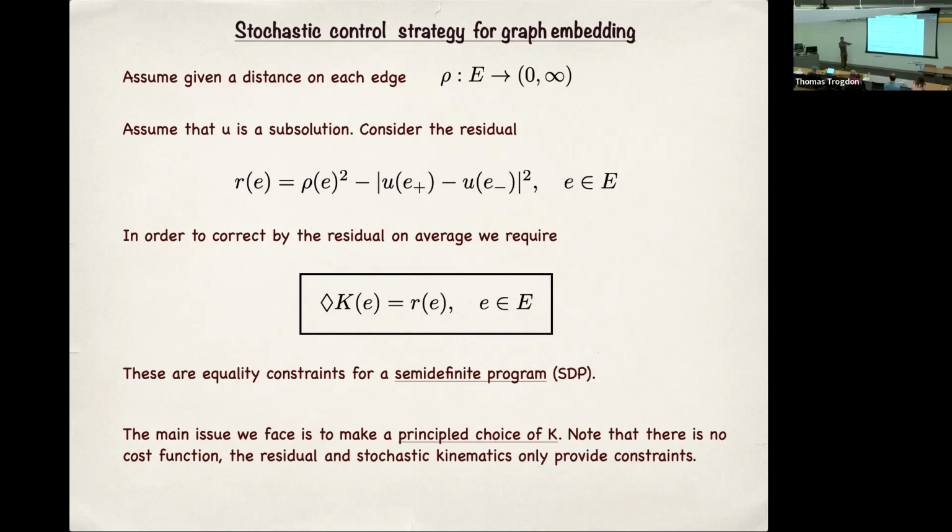You have a covariance kernel, and you want to equate the covariance kernel to a residue. So the issue is that you have to make a principled choice of the covariance kernel. And unlike an SDP, you actually have only the constraints of the SDP. You don't have a cost function. The choice of the cost function was something that took me like 2 years to figure out. So somehow, there was a little bit of an issue over there.